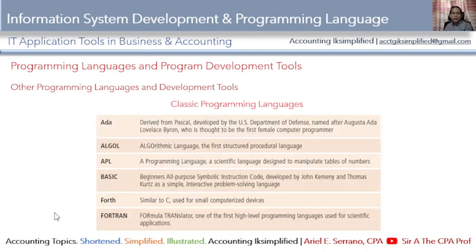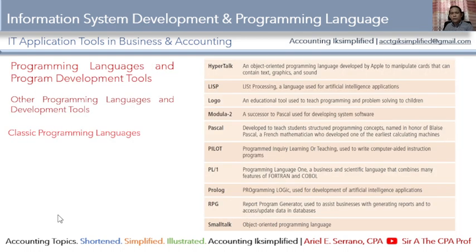Now, eto mga sumunod na dalawang slides, eto yung mga other programming languages and development tools that are classic na. Ibig sabihin, eto yung mga ginamit before. Kaya makikita ninyo, we have the ADA, ALGOL, APL, Basic, Fortran. Yung Fortran, siguro familiar kayo dyan or narinig na ninyo. HyperTalk, Lisp, Logo, Modula, Pascal. Pascal, Pilot, maaring familiar ito sa inyo. PL1, Prolog, RPG, Smalltalk. So, hindi ko na po ito explain. Meron naman siyang konting description. Paki-check na lang po for your learning.